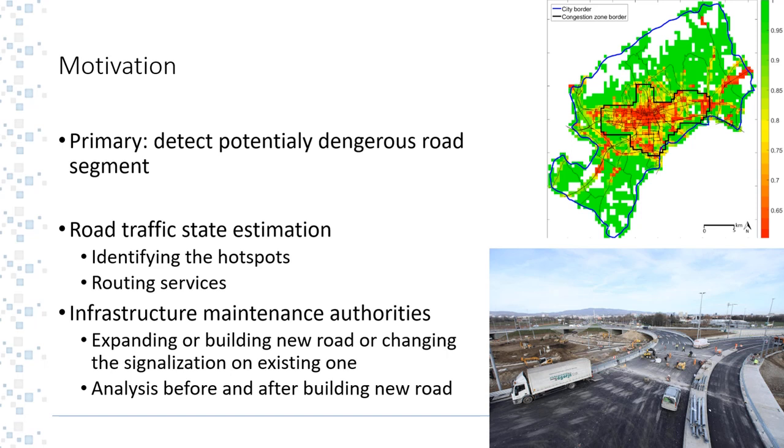The primary motivation for this study is to detect potentially dangerous road segments. The secondary one is the estimation of road traffic state. It's important to identify the hotspots of congestion, and it's very useful for routing services. Also, infrastructure maintenance authorities can use this kind of application when expanding or building a new road, or changing the signalization on an existing one, or for analysis before and after building a new road.